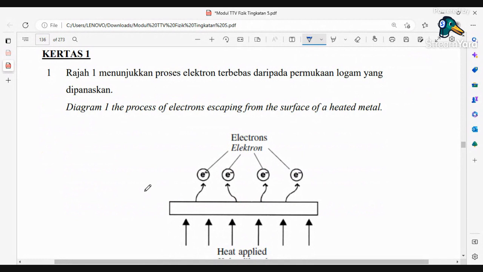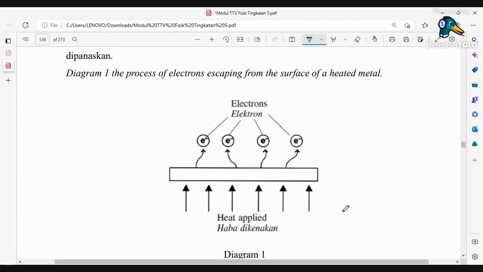Okay, number 1, diagram 1, the process of electrons escaping from the surface of heated metal. As we know, below the surface of metal there are a lot of free electrons. When heat is applied, the electrons gain energy, and when the energy is enough, they are able to release themselves from the surface of the metal. This process happens because the heat is absorbed and becomes kinetic energy for the electrons. So this process we call thermionic emission.